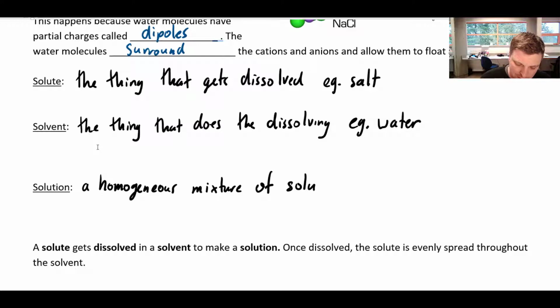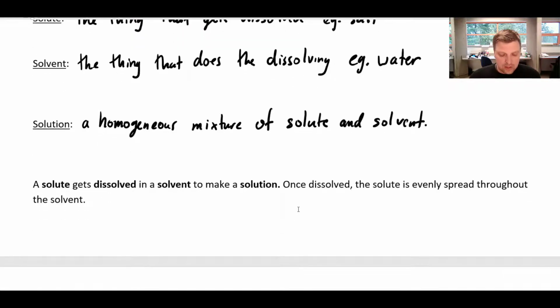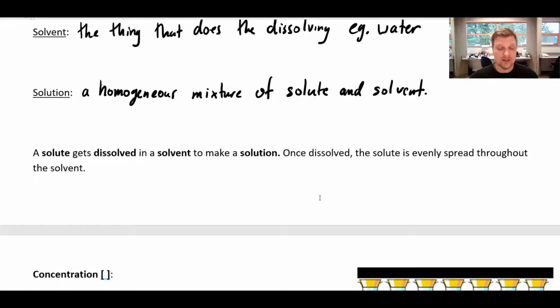of solute and solvent. And there are lots of examples of solutions, right? So like chemical ones like hydrochloric acid, or more common ones like vinegar or Kool-Aid or something like that. Anytime something is so completely dissolved in something else that we can't see the individual parts, then we're dealing with a solution. So a solute gets dissolved in a solvent to make a solution. And those words all sound similar, but they have different meanings.